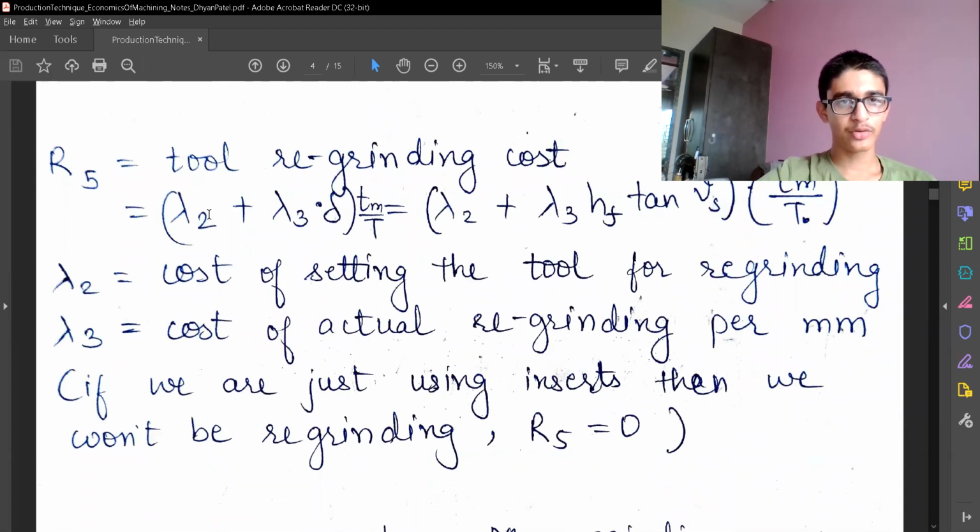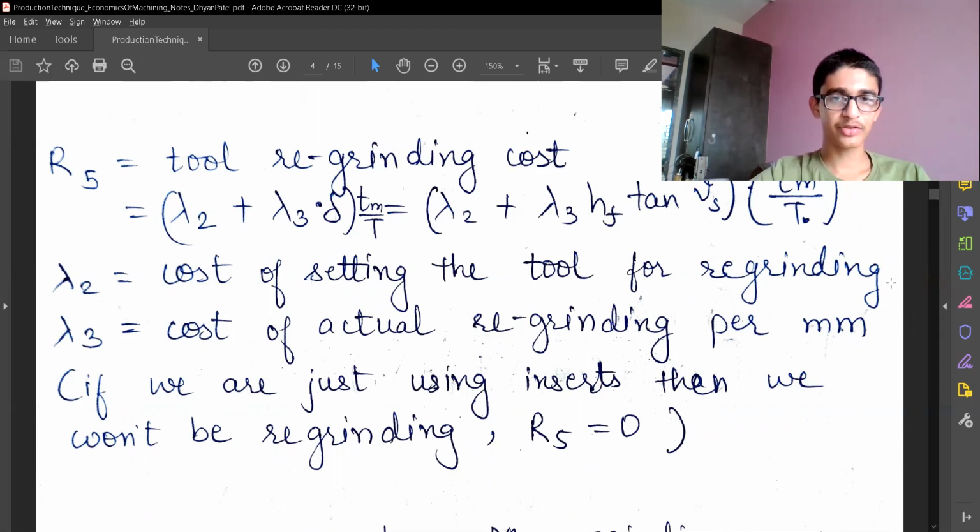So it will be lambda 2 plus lambda 3 into delta into Tm by T. So what are these costs? So lambda 2 is the cost of setting the tool for regrinding. I need to take out the tool from the machine. I need to take the tool post. Now I take it to the machining tool, regrinding tool, set up over there, and that's the setting the tool cost.